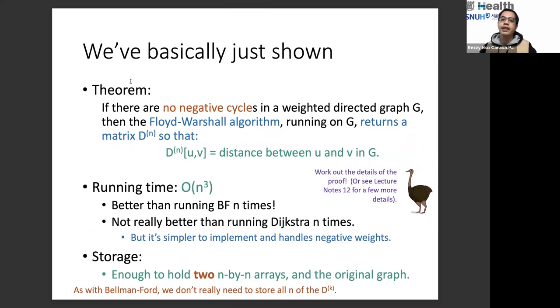So we've basically just shown the theorem. If there are no negative cycles, as I already mentioned, if there is a negative value on the edge, you just ignore it because we are only concerned with positive edge values. So if there are no negative cycles in the weighted directed graph G, we can run the Floyd-Warshall algorithm on G and it returns a matrix Dn, so that we also find the distance from u to v. Distance is similar to weight.